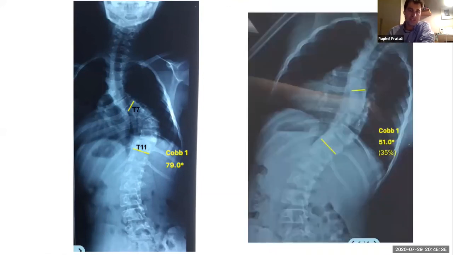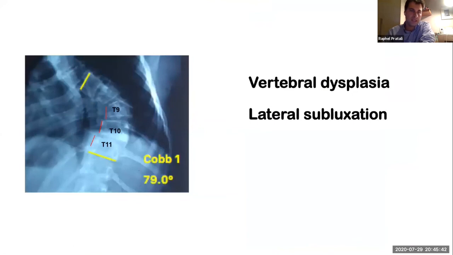Not so rigid, luckily, kind of flexible, and we could see the vertebral dysplasia and also a lateral subluxation of the T9 to 10 and T10 to 11. That was something that concerned us.